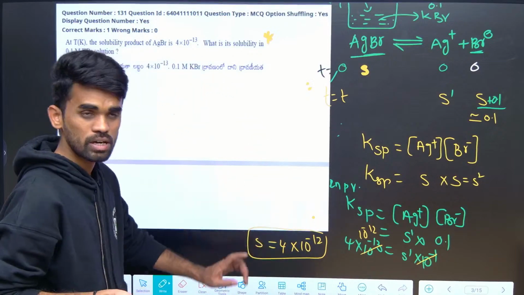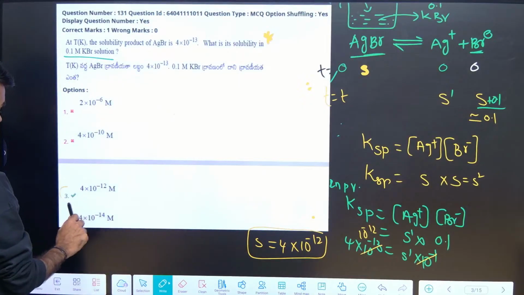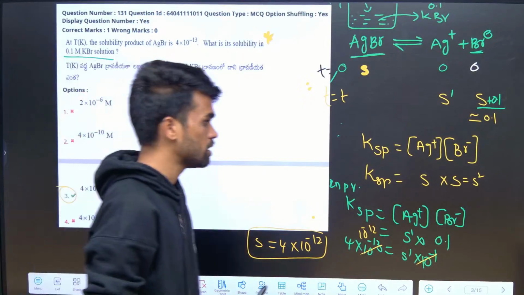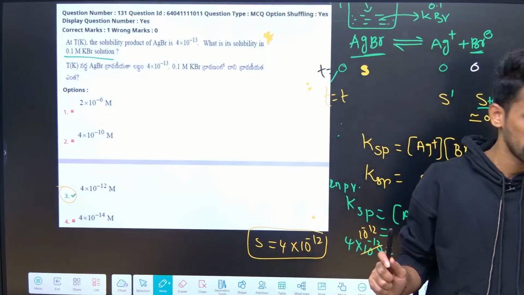Right? So this is our answer. Here we have option number 3, 4 into 10 power minus 2, as our answer. Hope it is clear, right?